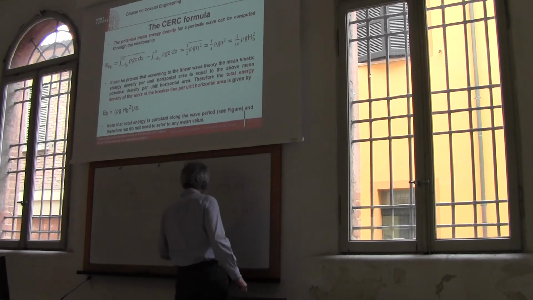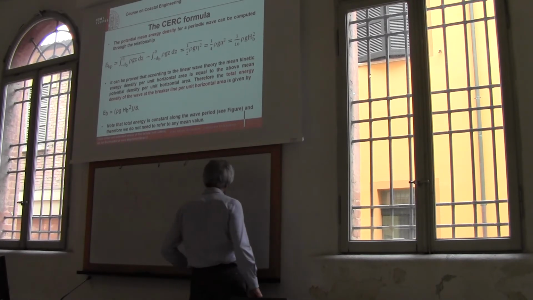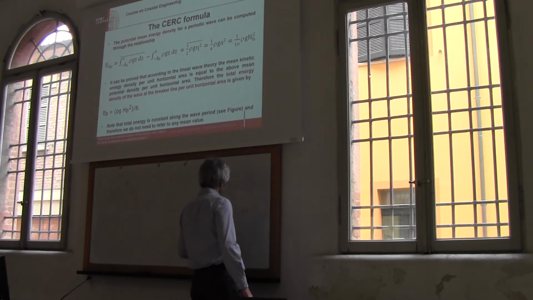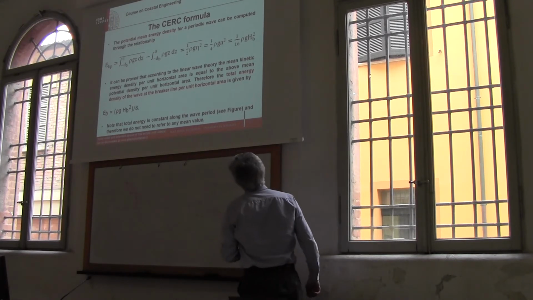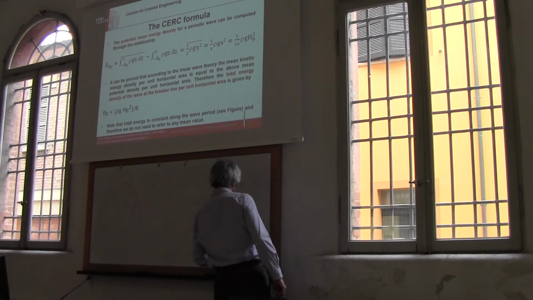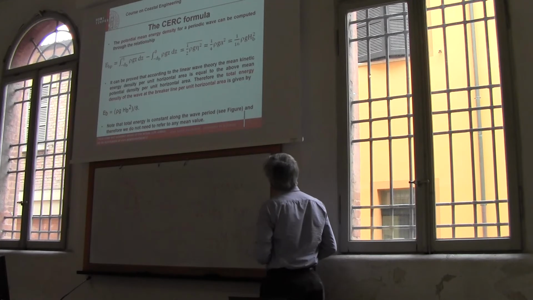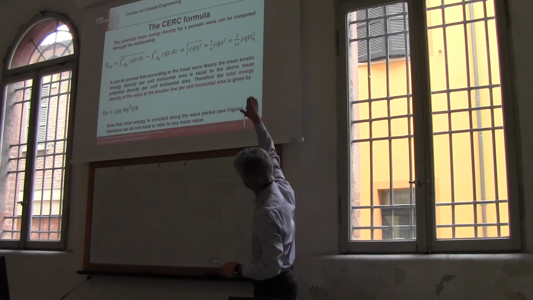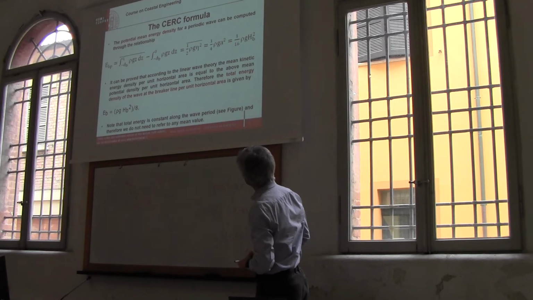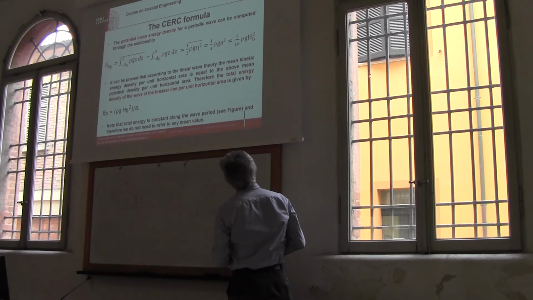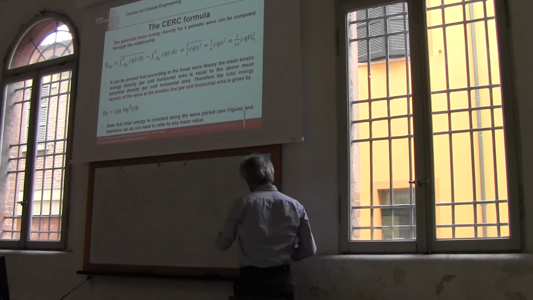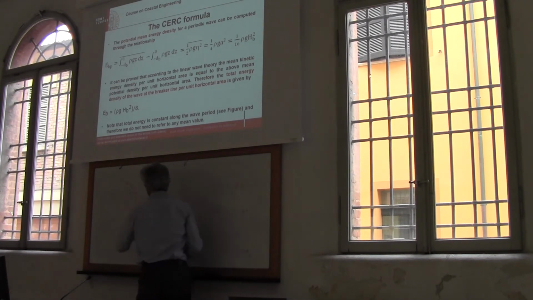What is the result of this integral? Again, this is rho g times 1/2 z squared computed between minus d_B and eta. And then I have to take the average. Okay? So basically, and let me continue.